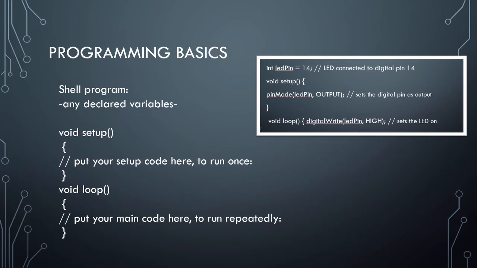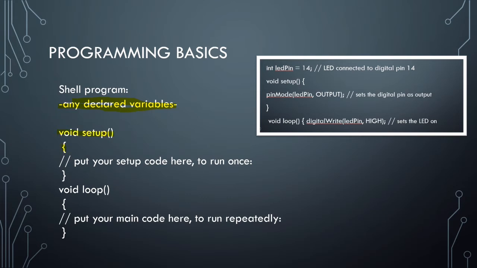Here's an example of what I call a shell program. This is where we're stringing all of our basic setup pieces together as a template for ourselves. You see at the top, there are no braces or brackets to declare variables, so I've just put in a note here. Any declared variables go at the very top. Nothing has to go before or after them, you would just write it like that.